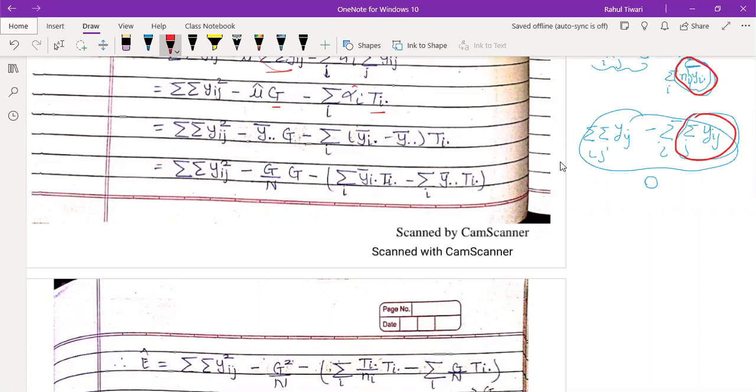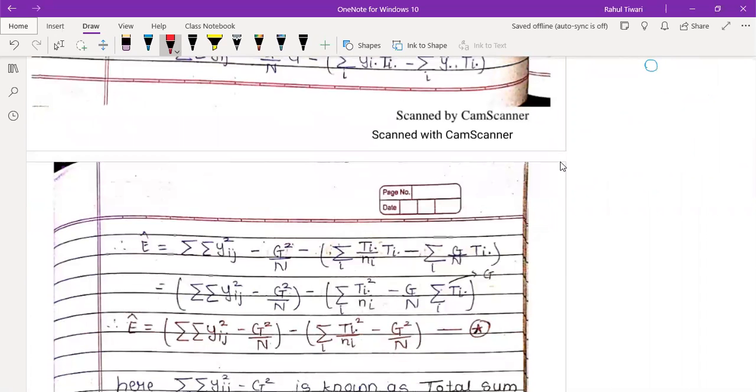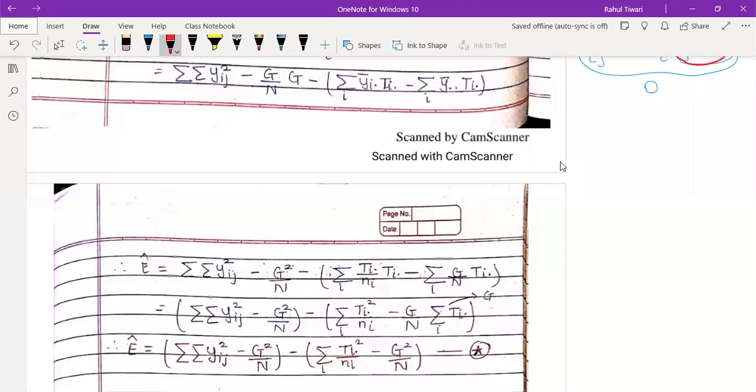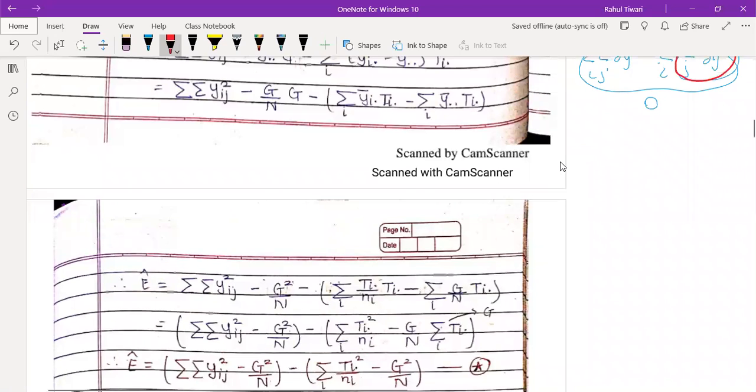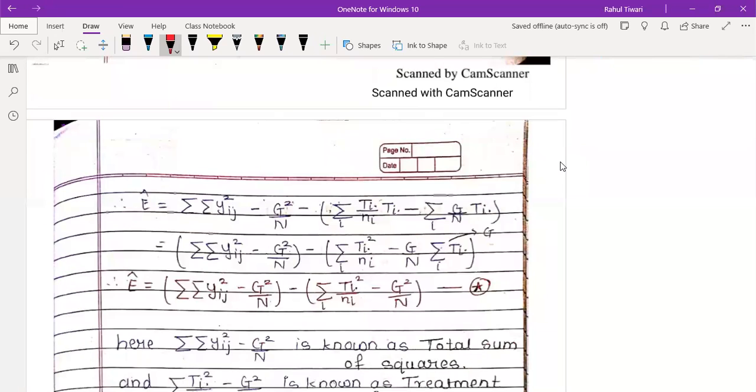Now after that, look at this step, which is important. This becomes multiplied, so you will get the grand total square. And what is this y bar i dot? You know the formula. It is Ti dot divided by ni. Similarly, this is the grand total, so G upon N. Now this step will be as it is, so I'm keeping it as it is. This is Ti dot square upon ni, minus this is independent, so you can pull out the summation of Ti dot.